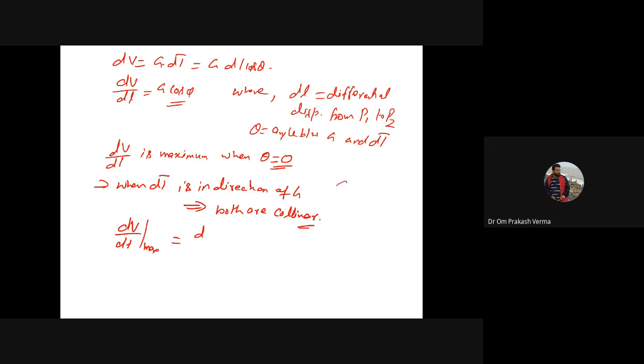And the same direction is the normal, which I showed in the picture. Theta equal to 0 means both are collinear, and that means dn is the G.